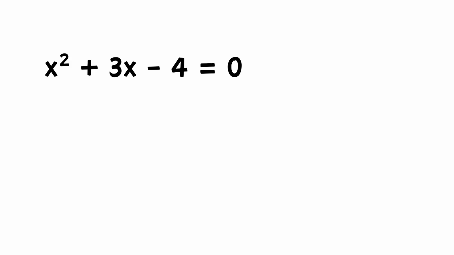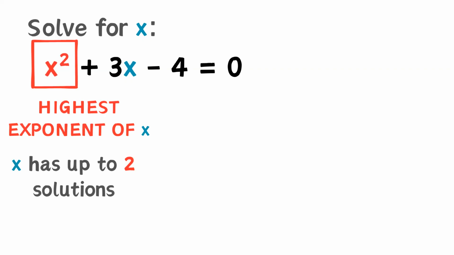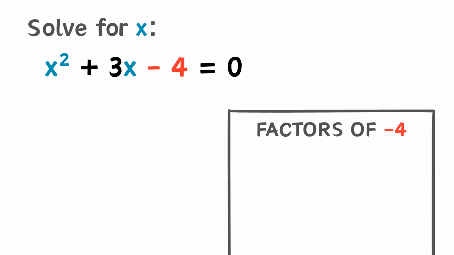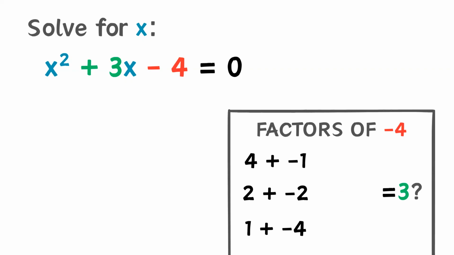If we have a polynomial that equals 0, can we find the solutions of x? The first thing to know is since we are dealing with x squared, we can have up to 2 answers. So how do we solve this? Let's begin by factoring. What factors of -4 have a sum of 3?